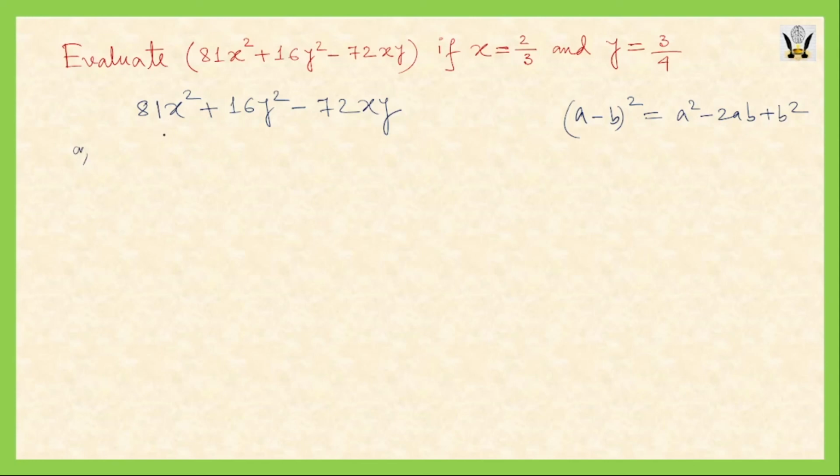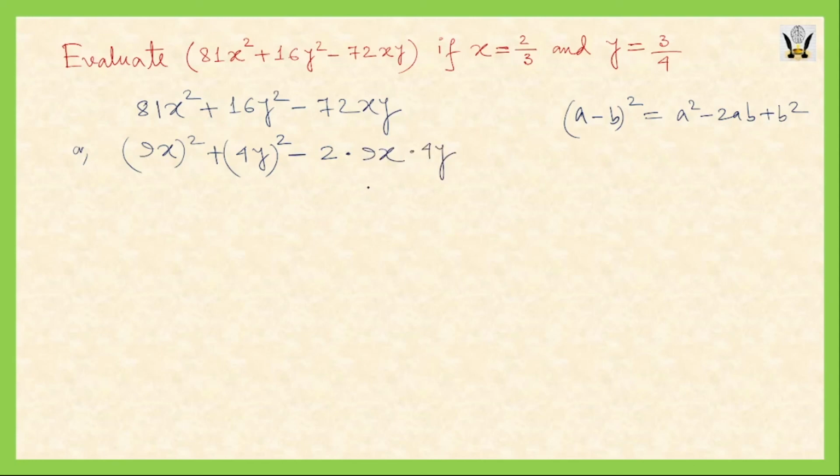81, we know that is the square of another rational number, and that is 9. So we can write 9 square, and we already have x square. So together we can write 9x whole square. Then here it is 16y square. 16 again is a perfect square, the square of another natural number, which is 4. So it is 4y whole square, minus, now we have to see whether we can fit this term in this format, 2ab. If we can, then it will simplify our job. So it is 2, and then the value of a is 9x, and the value of b is 4y.